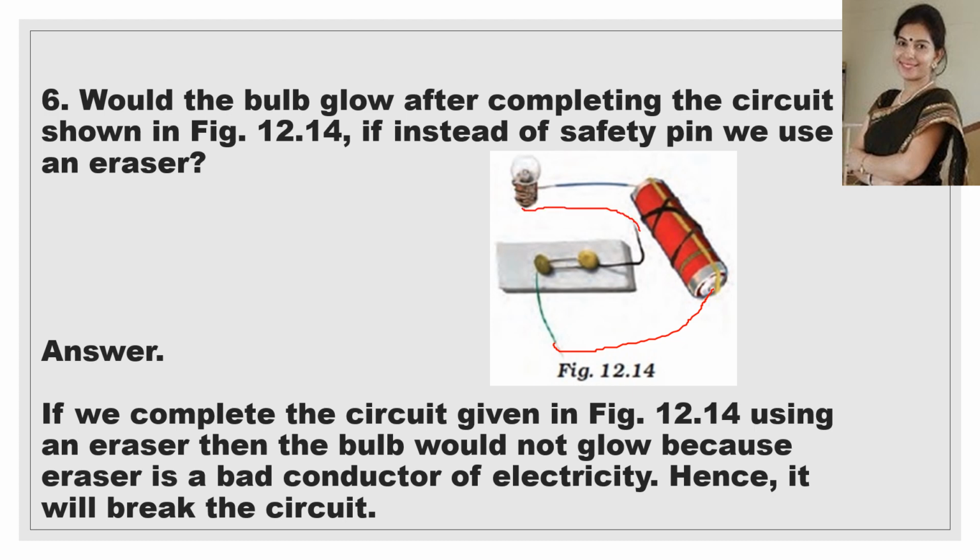Now you have to tell whether this bulb will glow or not if in place of the safety pin we use an eraser. So we know that an eraser is an insulator, and for a switch we use a conductor so that we can either complete the circuit or break the circuit. So if we complete the circuit using an eraser, then the bulb will not glow because an eraser is a bad conductor of electricity and it will break the circuit. From here the circuit will be broken.